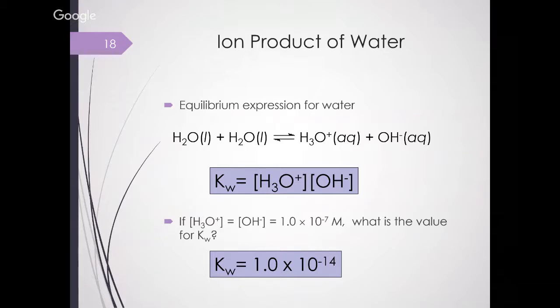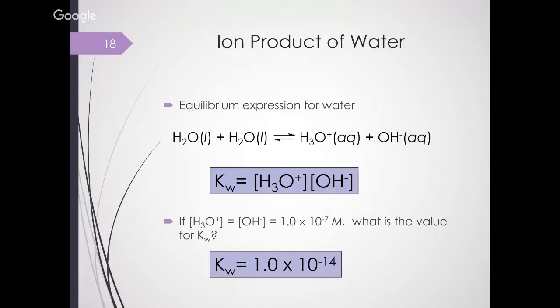So we can write what we call an equilibrium expression for water, and we'll look more at equilibrium in chapter 15. But what we do is we take the products and we multiply them together, and we call this Kw, which means the dissociation constant for water. So that's what K stands for. It's an equilibrium constant because back and forth arrows say we're in equilibrium.